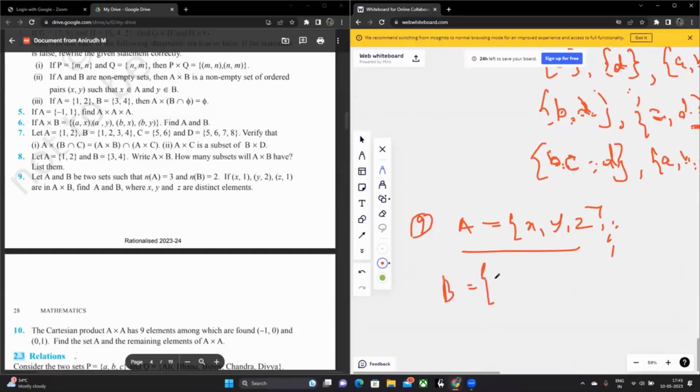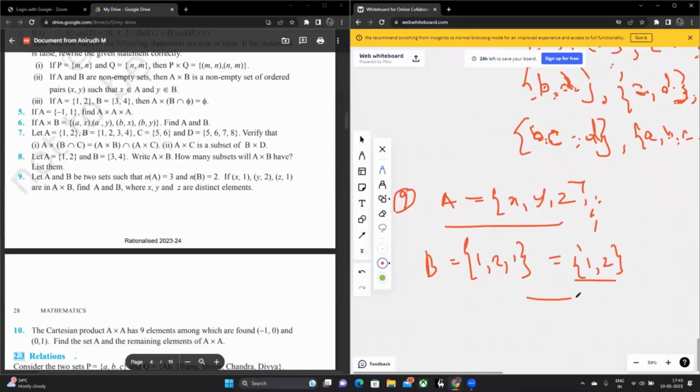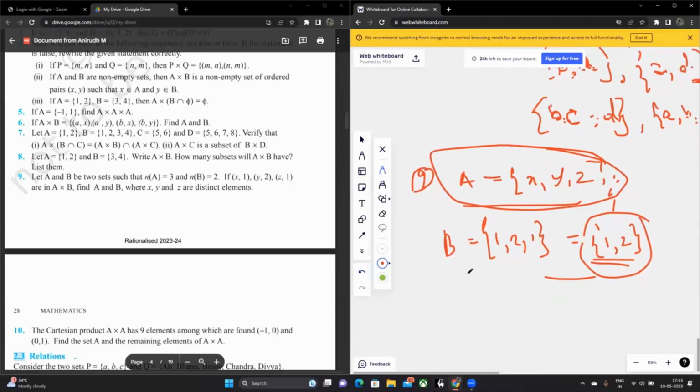And the set B is basically 1, 2, and 1, which is equal to the set {1, 2}, because repetition does not matter in a set. And the number of elements in {1, 2} is 2. So basically you have A is the set {x, y, z}, B is the set {1, 2}. And there you go. That finishes question number 9.